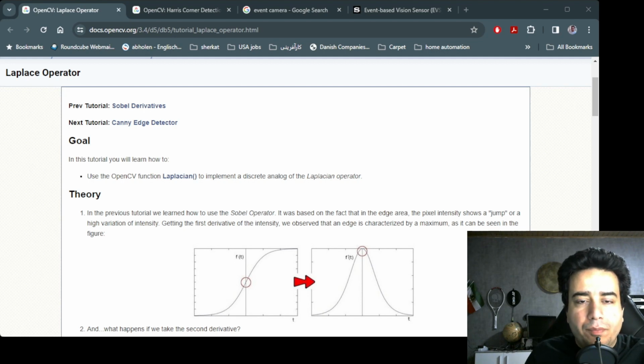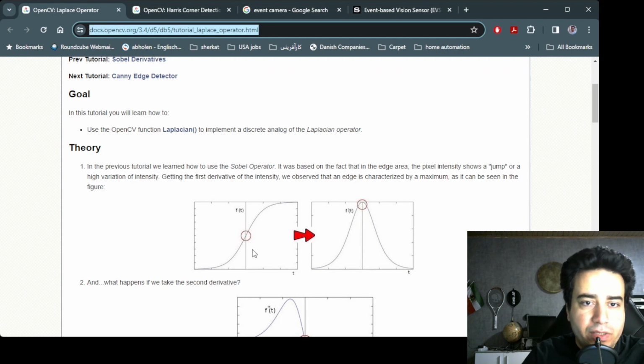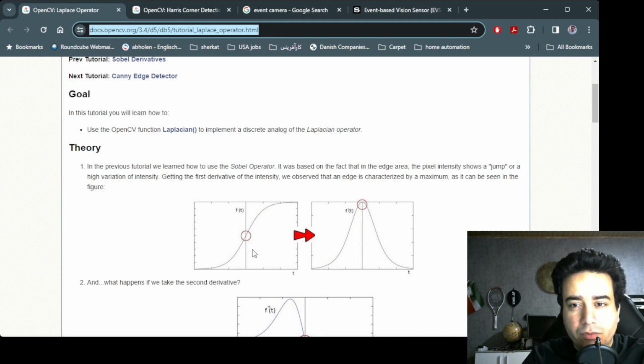So as you see in the left photo or diagram, this is the function. Basically, the theory says that if you want to find an edge in an image, you have to compare the intensity changes, or jumps, I would say. The way this algorithm works is that it tries to find a jump in a specific location in an image, a high variation of intensity.